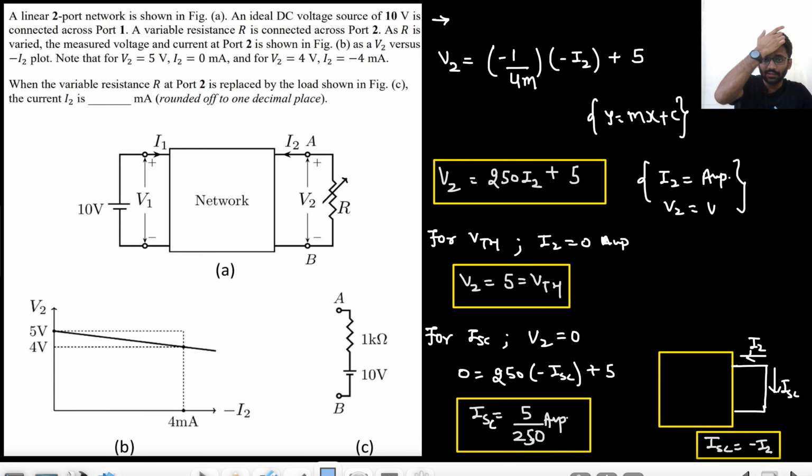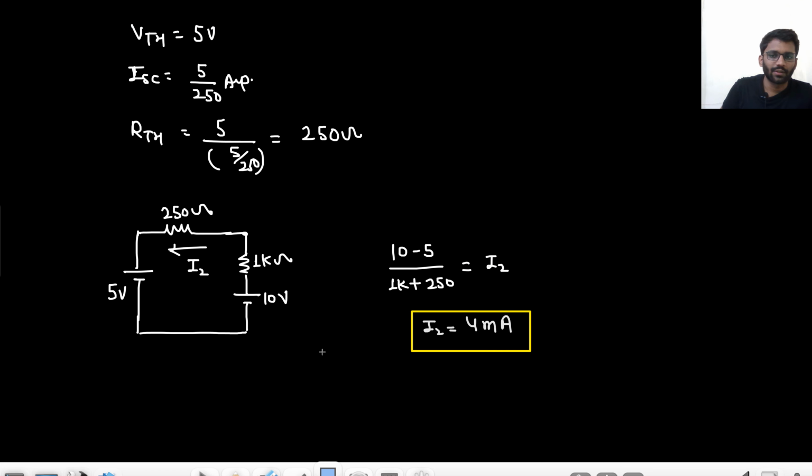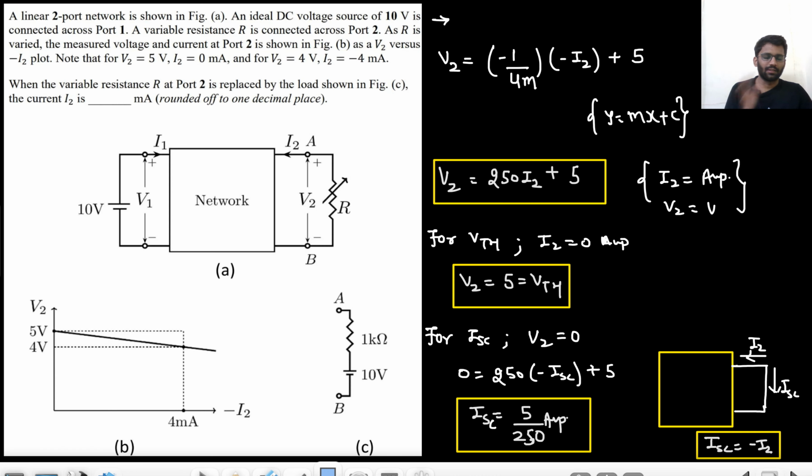Okay, well and good, easy question. Just the curve is there, and you can write the equation. From there you can find the value of VTH and RTH. Okay, and then you can replace the circuit with simply VTH and RTH, and you can find the value of I2. That's it. Okay, so yeah, we have completed our network theorem.